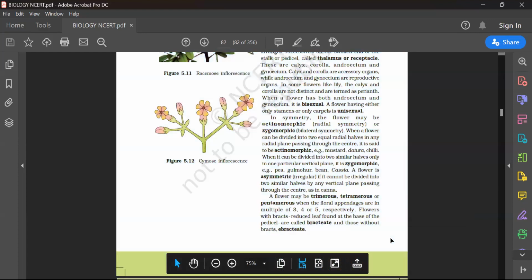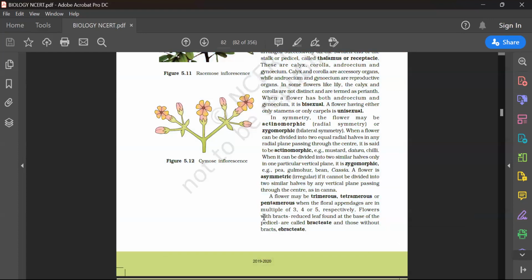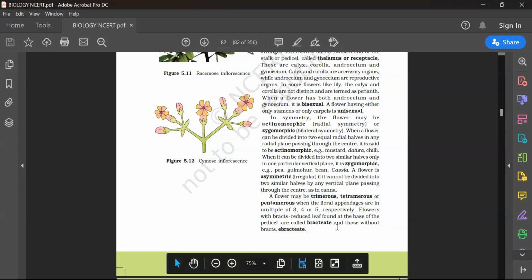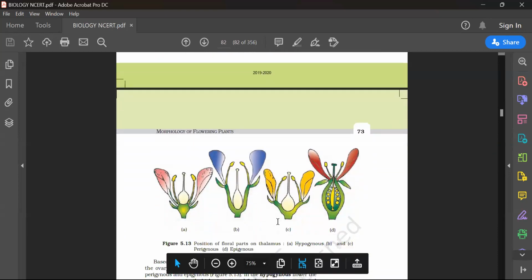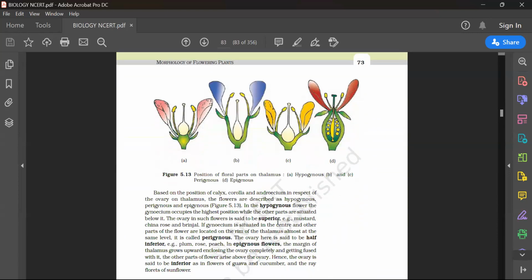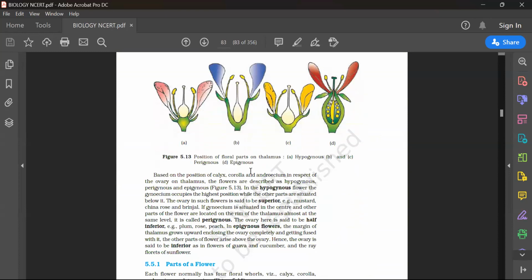A flower may be trimerous, tetramerous, or pentamerous when the floral appendages are in multiples of 3, 4, and 5 respectively. Flowers with bracts, reduced leaves found at the base of the pedicel, are said to be bracteate, and those without bracts are said to be ebracteate. Based on the position of the calyx, corolla, and androecium with respect to the ovary and thalamus, the flower is described as hypogynous, perigynous, or epigynous.